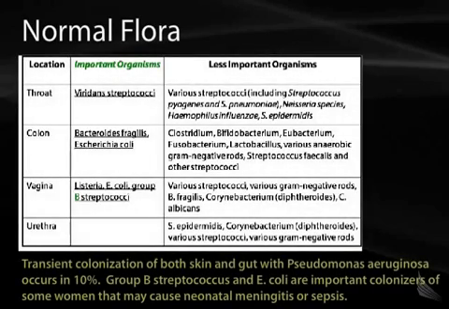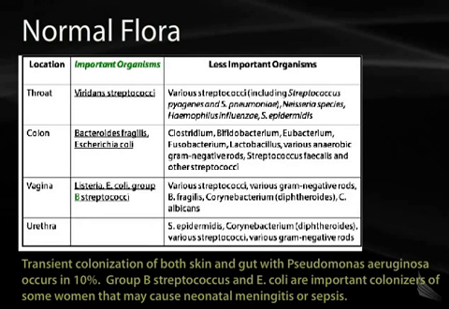Moving on to different parts of the body, the throat is the normal flora for viridans Streptococci. Less important organisms include various other Streptococci like Strep pyogenes and Pneumococcus. The Neisseria species live in the throat, as do Haemophilus influenzae and Staph epidermidis. The colon is home to Bacteroides fragilis and E. coli, also lots of other Enterobacteriaceae. There's Clostridium, Bifidobacterium, Eubacterium, Fusobacterium, and others.